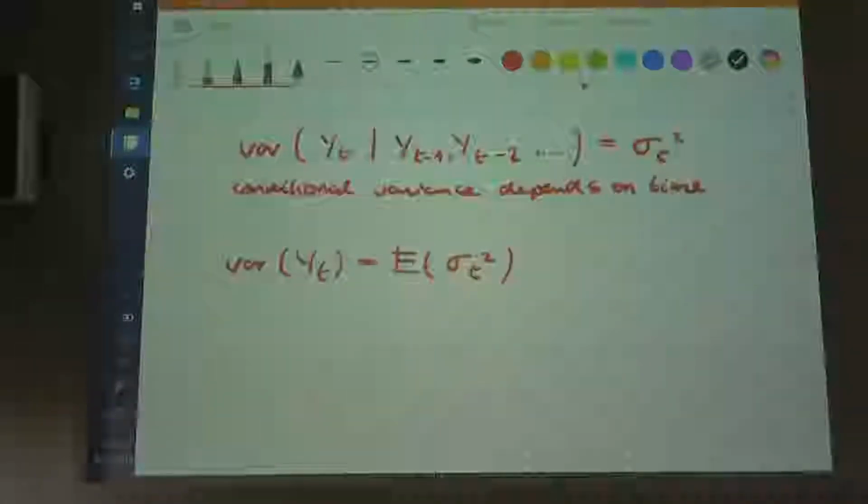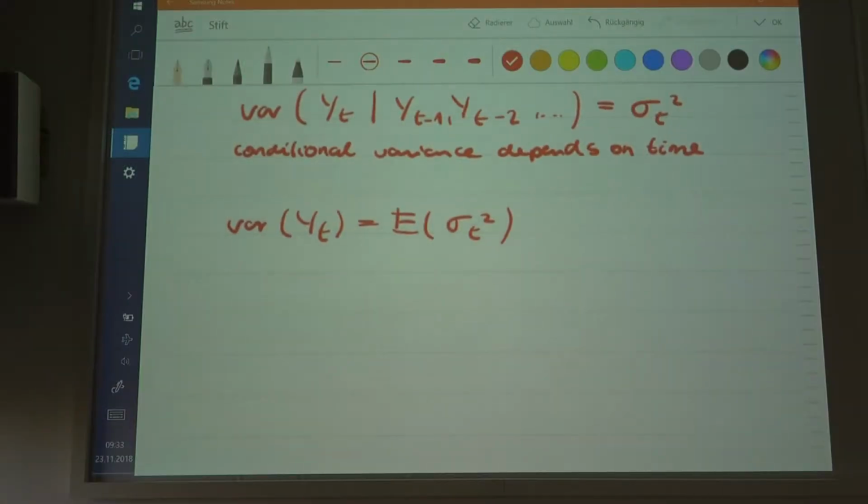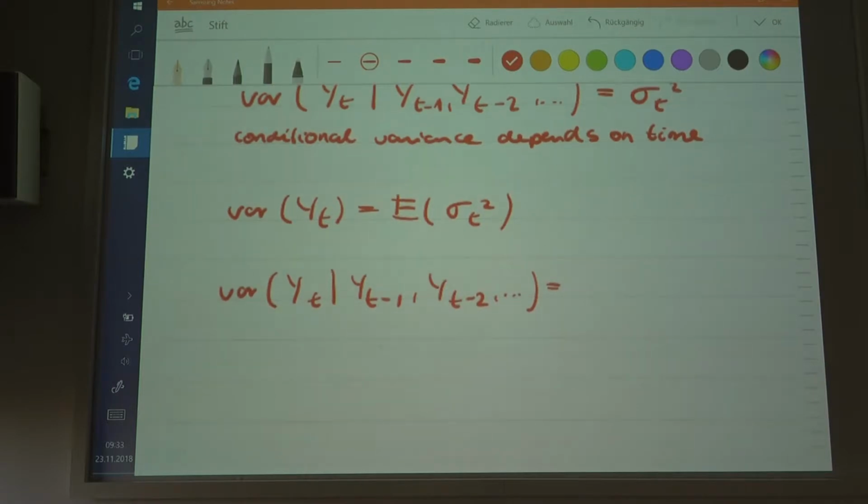You would get the name of the process. Here you have the conditional variance. Just summarizing it up: the conditional variance of the process, since sigma squared was defined in the previous section, depends on the squares of previous realizations of the process. That's basically where the process gets its name from.